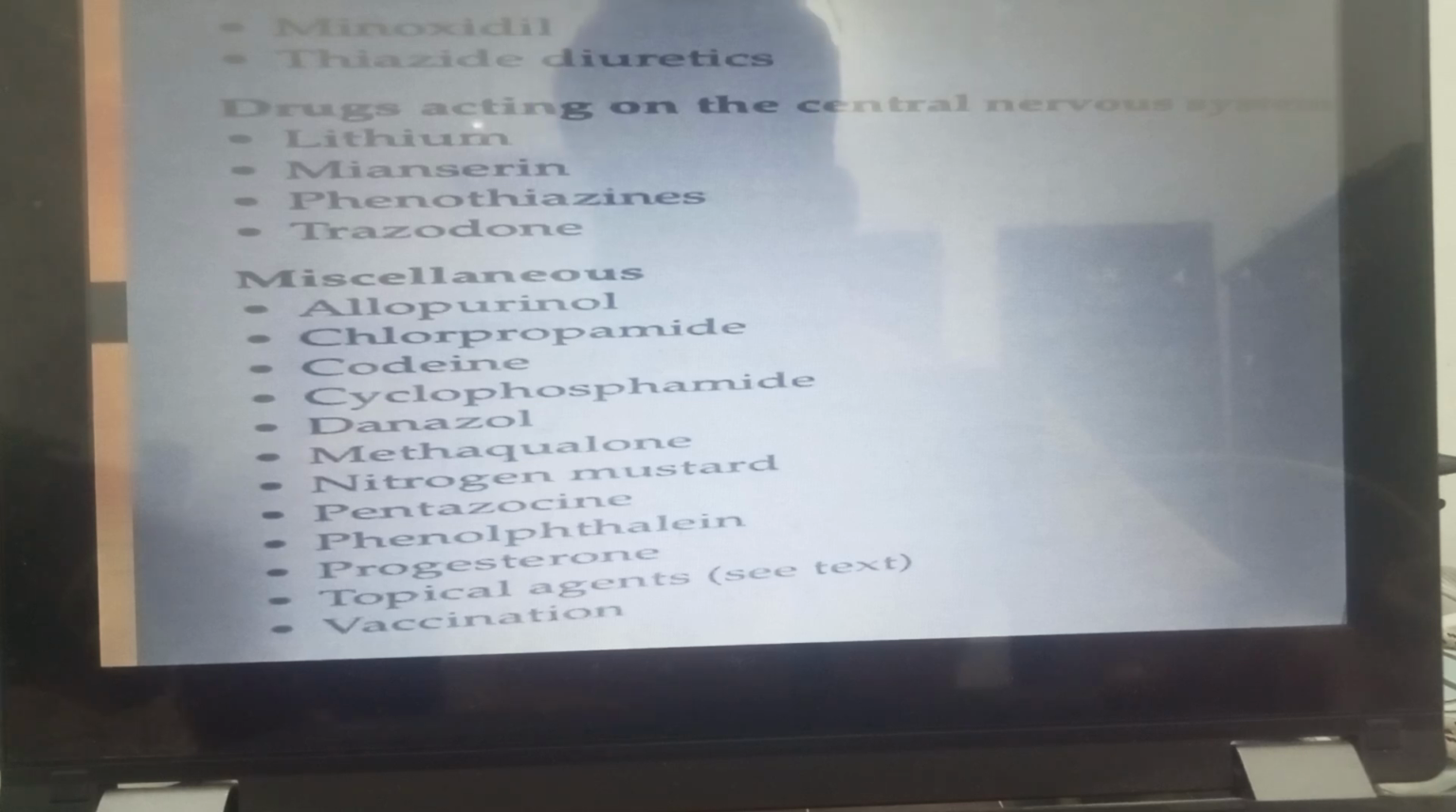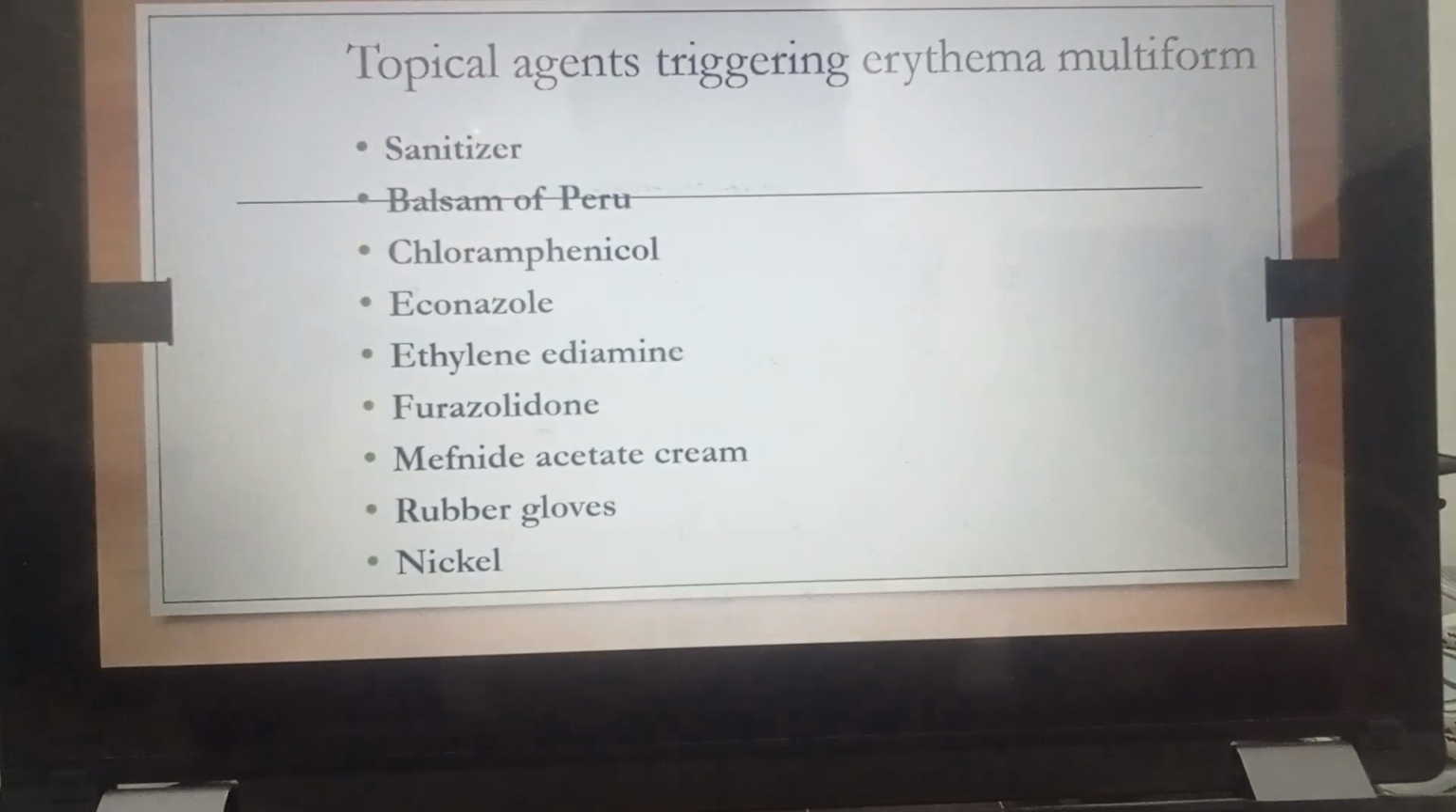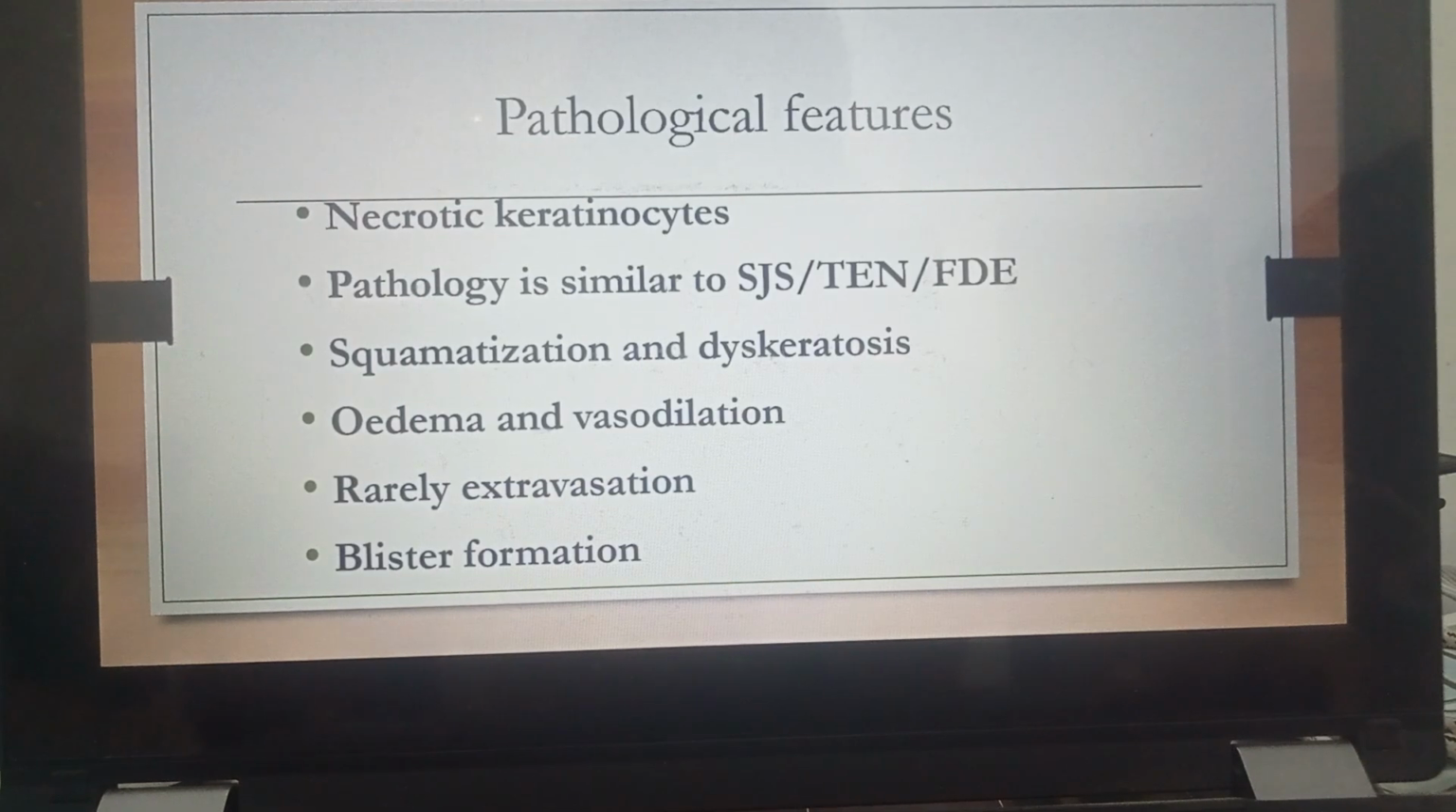There are lots of other drugs which are involved in causing erythema multiforme-like lesions. Topical agents triggering erythema multiforme include sanitizers, balsam of Peru, chloramphenicol, econazole, ethylenediamine, furazolidone, mefenite acetate cream, rubber gloves, and nickel. So these are the topical agents involved in erythema multiforme-like lesions.